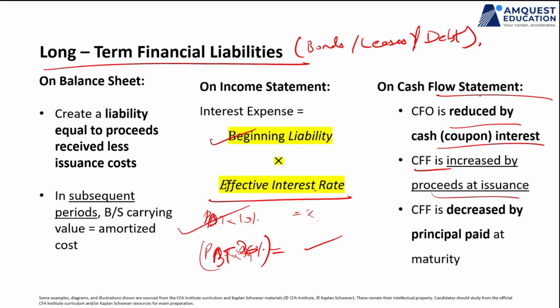Remember, you are getting the money when you are selling a bond. So issuing a bond means proceeds at issuance. You will collect the money. So this is a cash flow from financing activity, and that will be increased by proceeds at issuance. And then cash flow from financing is also decreased by principal paid at maturity. At maturity, that will happen because at maturity, the cash has to go out of the business. It is a cash outflow.